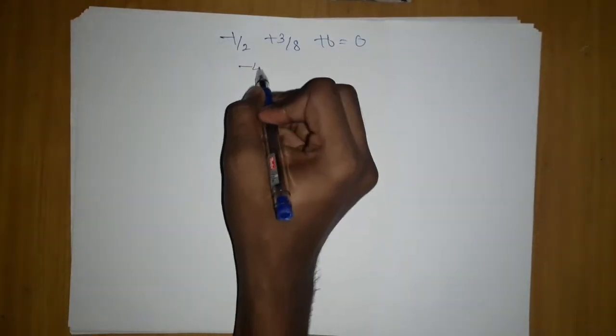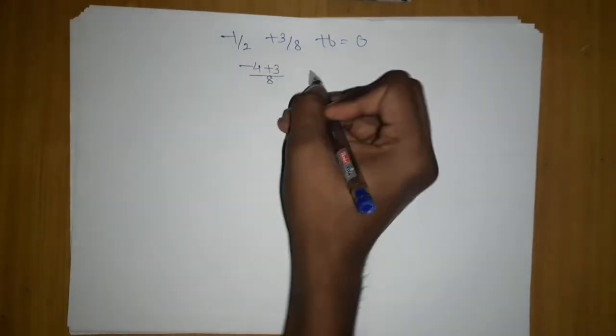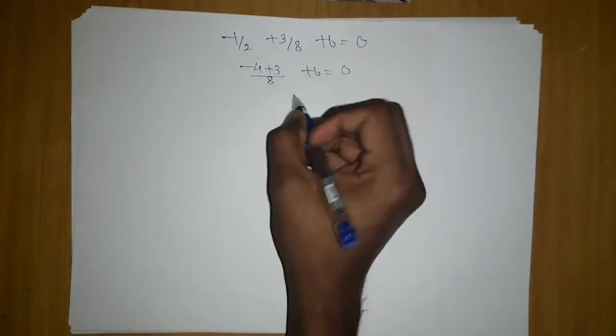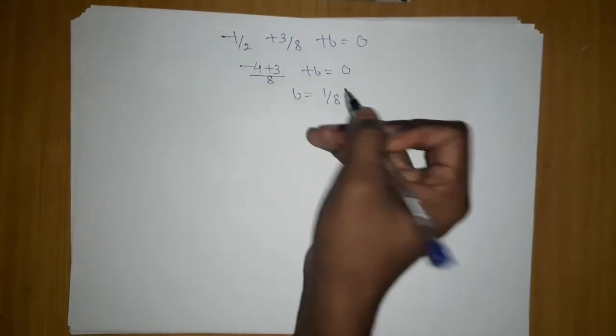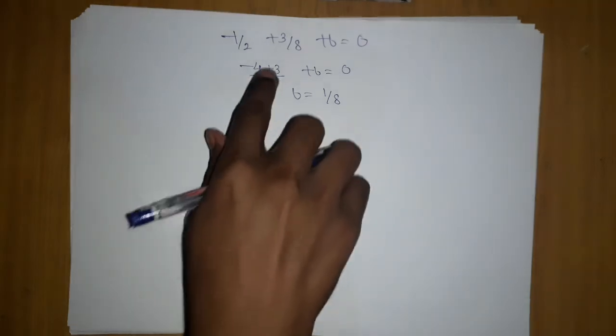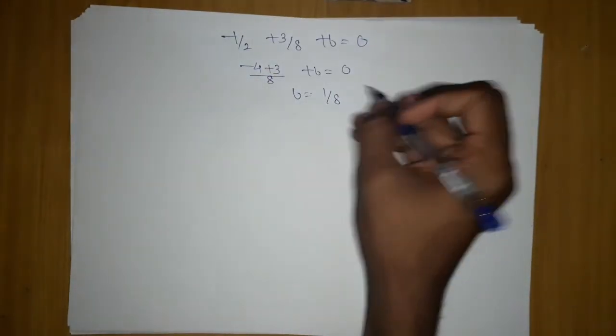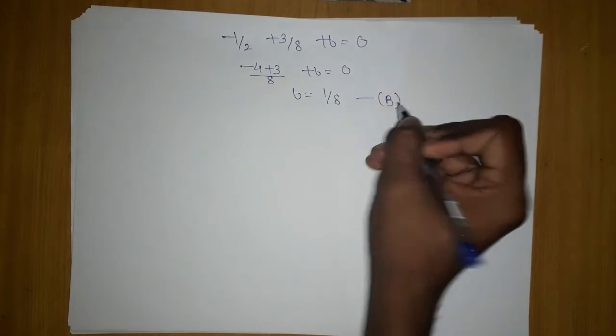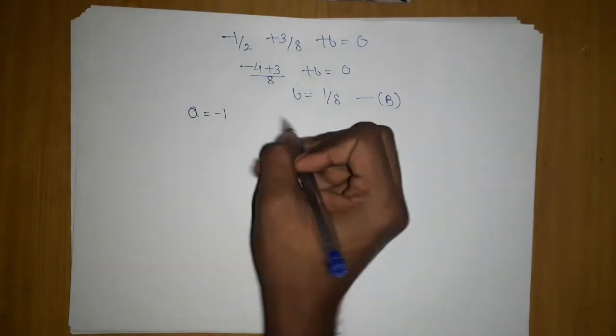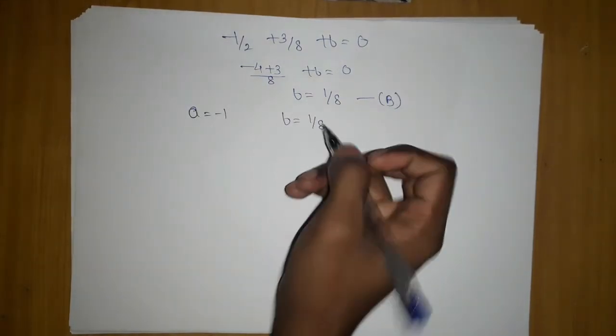If I put here 4 plus 3 upon 8, plus b should be equal to 0, we are getting b equals to 1 by 8. This will become minus 1 by 8, and if I move it to that side, we will get b equals to 1 by 8. So didn't we get all the values? So a is equal to minus 1 and b is equal to 1 by 8.